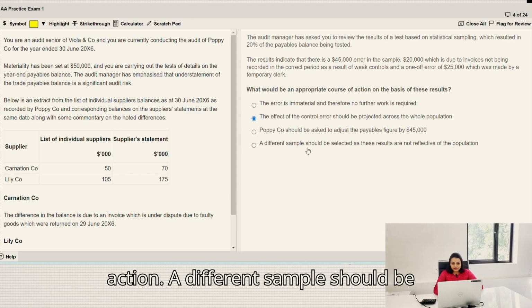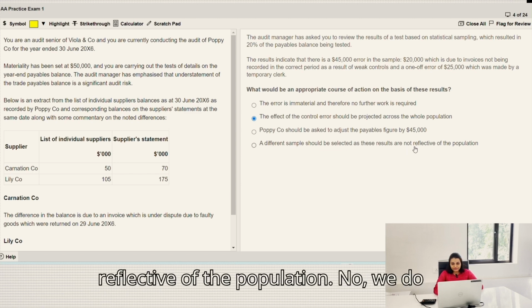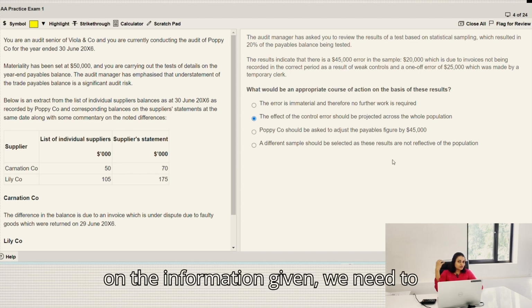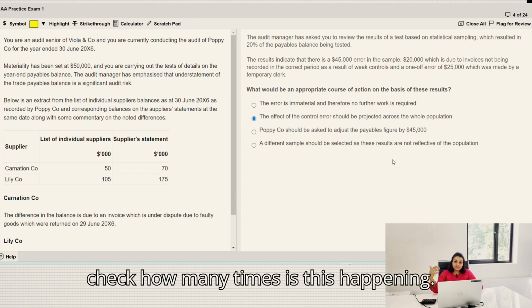A different sample should be selected as the results are not reflective of the population. No, we don't know that as of now. As of now, based on the information given, we need to check how many times this is happening.